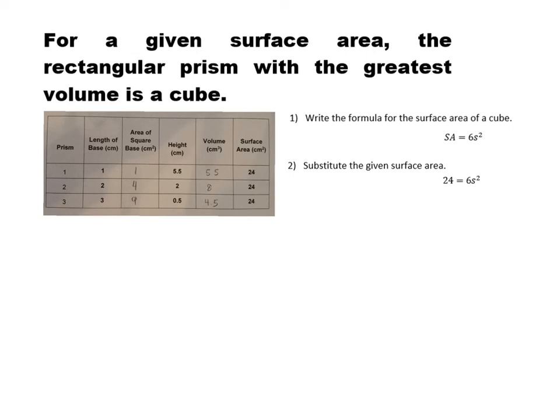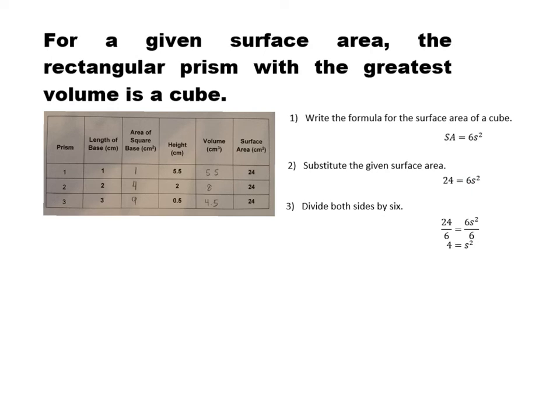The next step is because I want to isolate s, I'm going to have to divide both sides by 6. I'm dividing by 6 because right now 6 is being multiplied by s squared, which you can see here. 6 s squared means 6 times s squared. So to isolate s, I'm going to divide both sides by 6. When I have divided both sides by 6, I end up with 4 equals s squared.